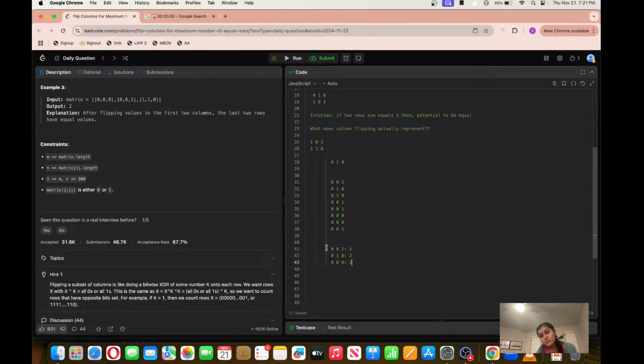I know that if I flip my columns according to this column, then this will turn out to have 4 equal rows, and if I flip according to this one, then it will turn out to be 2 equal rows. If I flip columns according to this one, then it will turn out to be 2 equal rows. So yeah, the answer is 4 here.